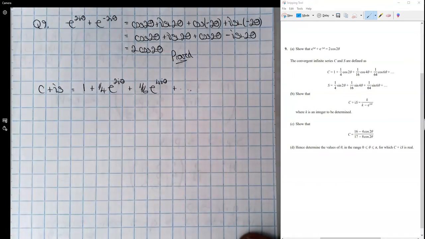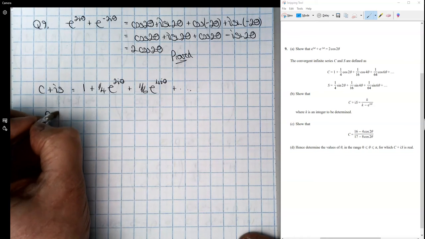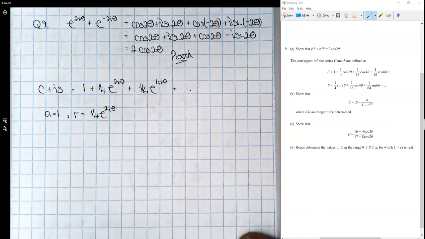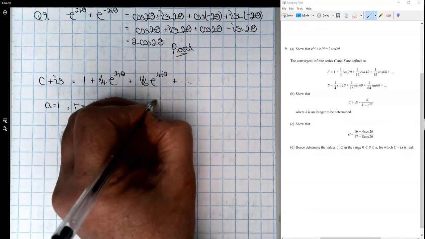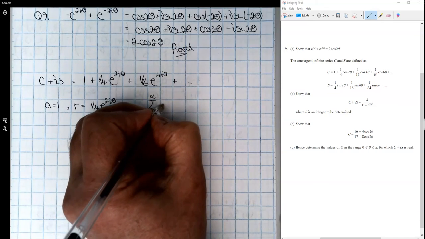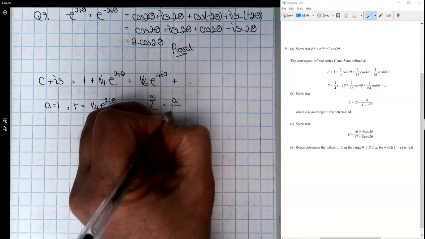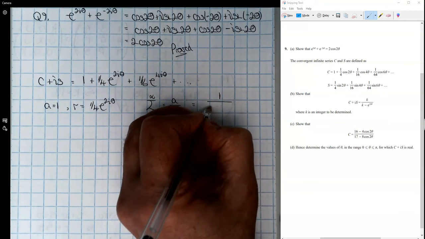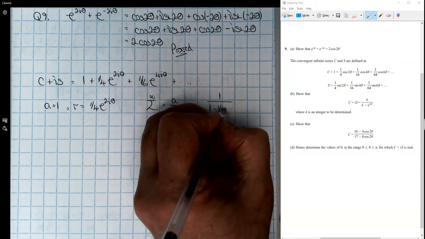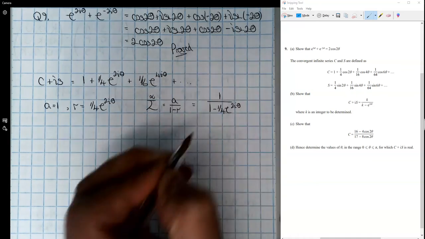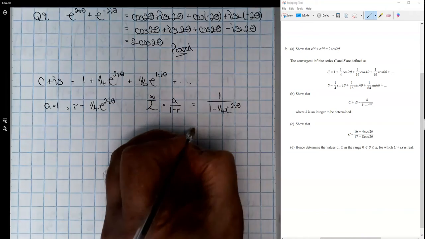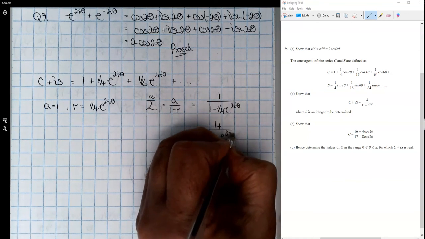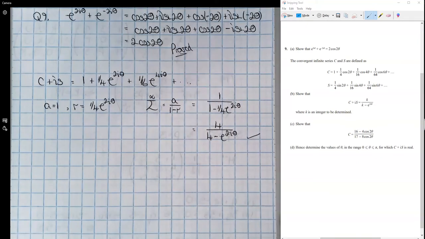So this is a geometric series. We've got a equals 1, we've got r equals a quarter e to the 2i theta. It's an infinite series, so the sum to infinity equals a over 1 minus r, which is 1 over 1 minus a quarter e to the 2i theta. Multiply everything by 4. That gives me 4 over 4 take away e to the 2i theta. Okay, that wasn't too bad.